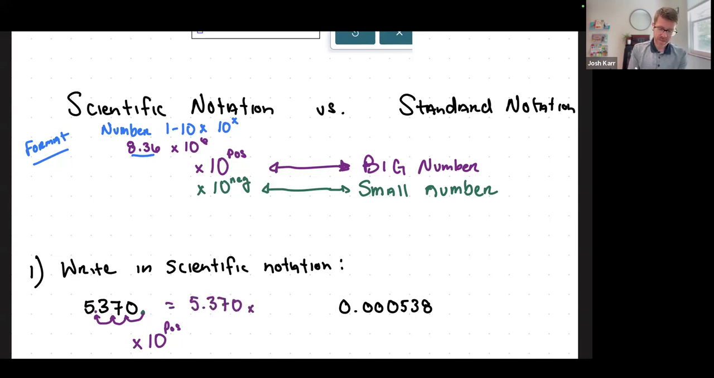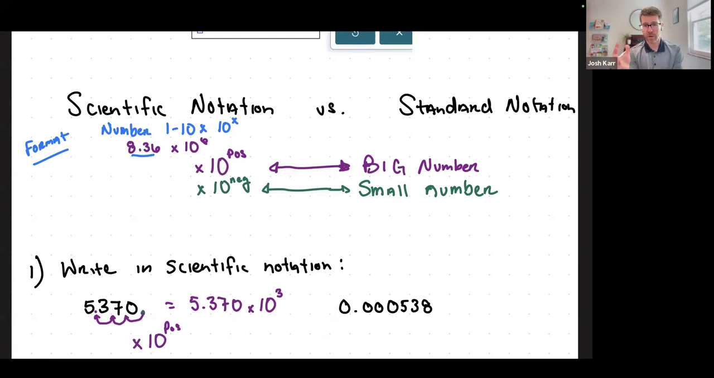5.370 times 10. And now we know this is going to be a positive number. We just need to figure out what number it is. And the way we figure that out is how many digits did we move? How many places did we move the decimal place? We moved it once, twice, 3 times. So this should be a 3. Okay. Let's try it again.